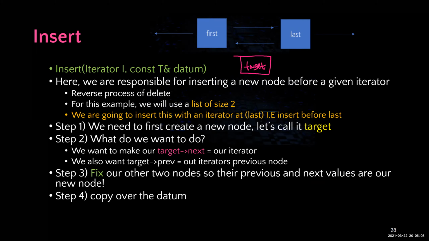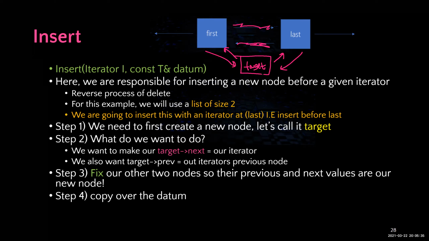And I want to fix these pointers. So instead of this stuff right here, I want to get rid of these. I want first next to point to target, target previous to point to first, target next to point to last, and last previous to point to target. That's the objective here. So how do we actually do that? Well, we first want to go ahead and create our new node. So we'd just say new node, we'll call it target or anything you want really.